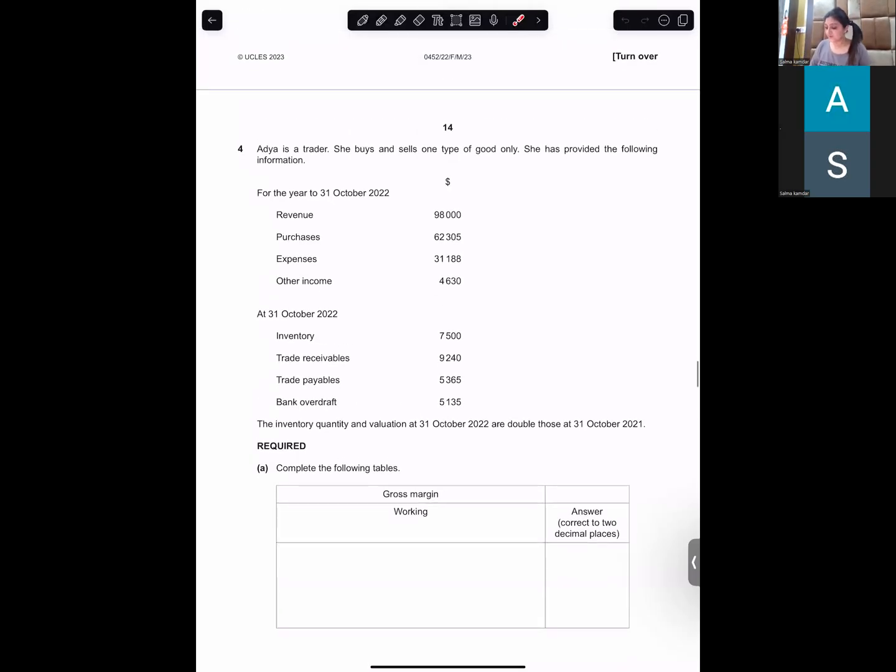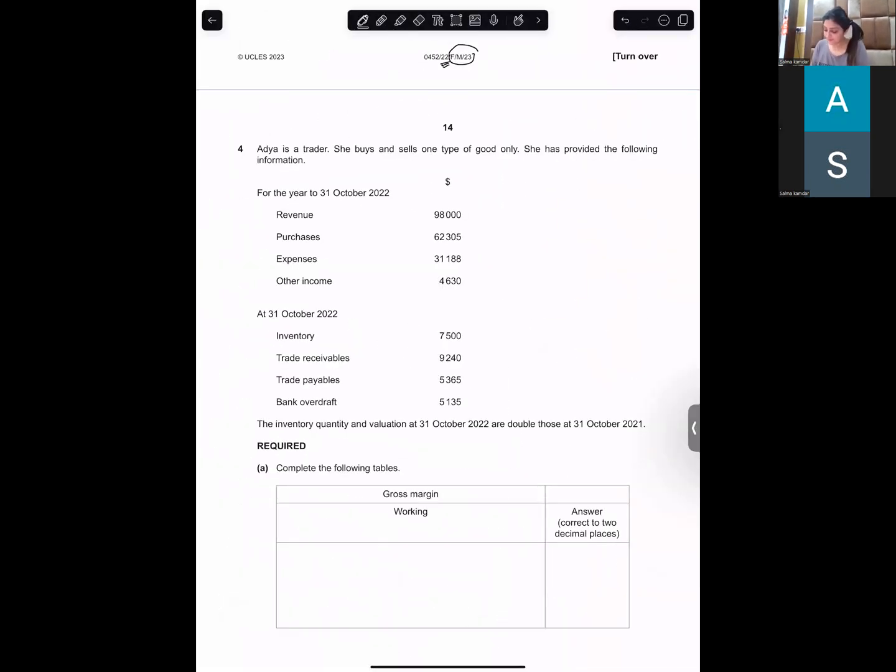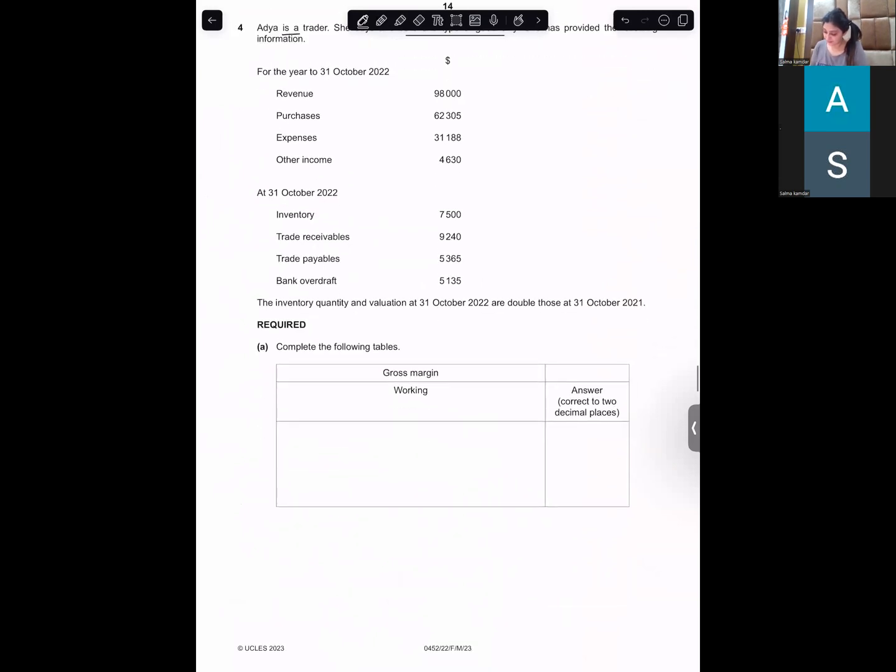So we are doing a sum of Feb March 2023, and it is paper 22. This is a sum of ratio question number 4. Adya is a trader. She buys and sells one type of goods only. She has given us some information for the year ended 31st October, and this is some information at the end of the year.